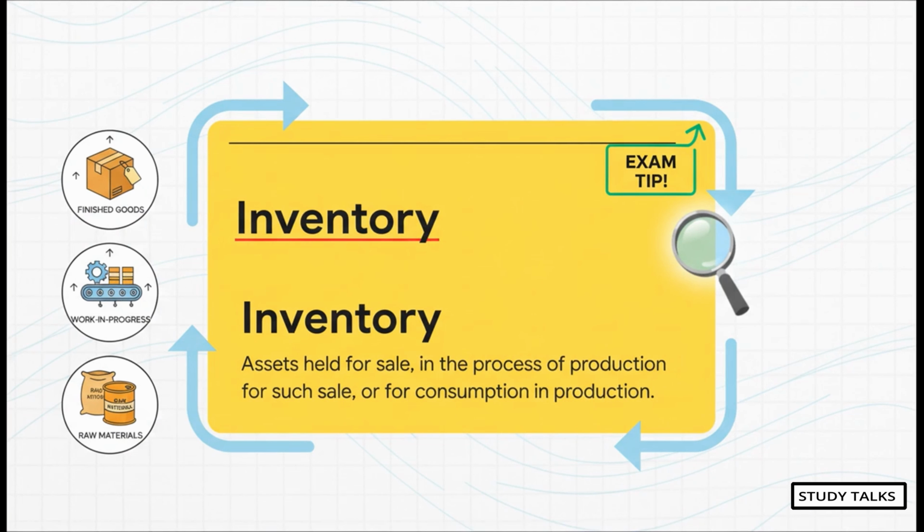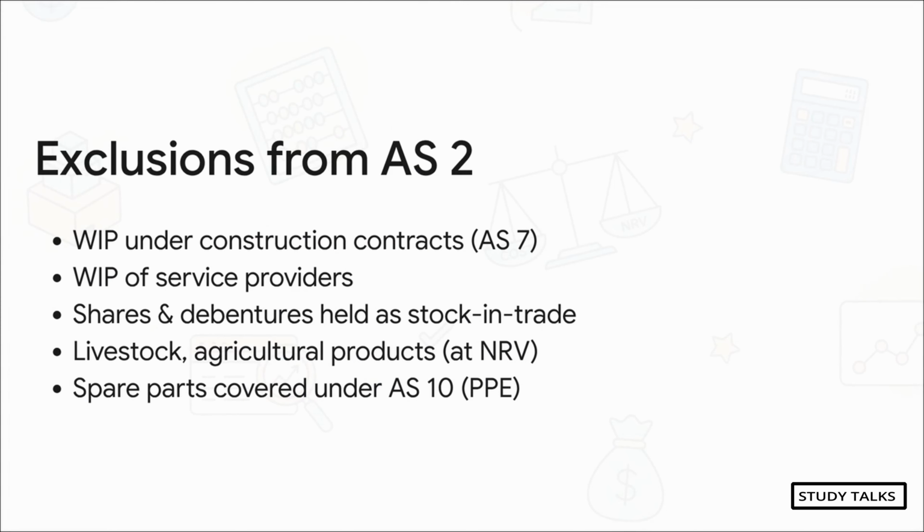So, first things first, what even is inventory? Well, it's not just the finished stuff sitting on a shelf waiting to be sold. It's the whole production line. It's the raw materials that just came in the door, the half-finished products on the factory floor, we call that work in progress, and of course, the final goods. It's the whole shebang.